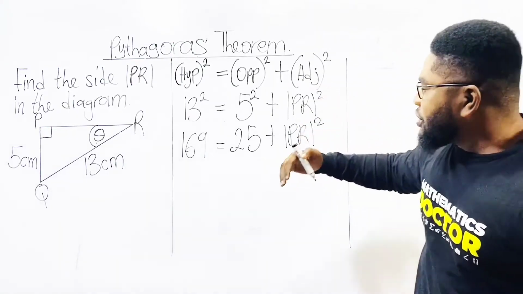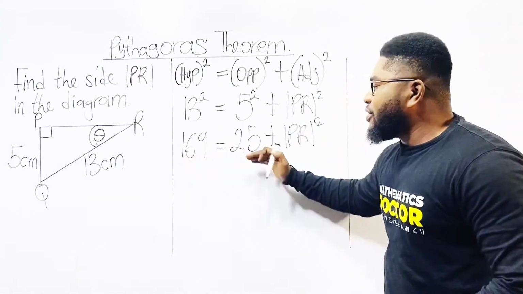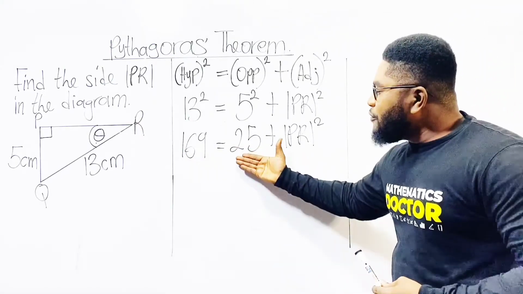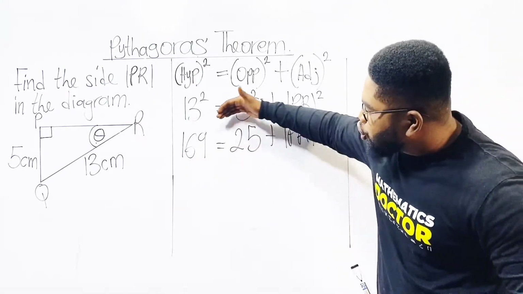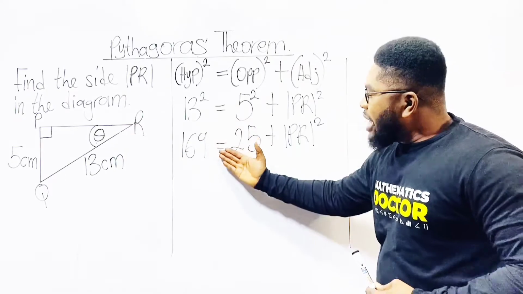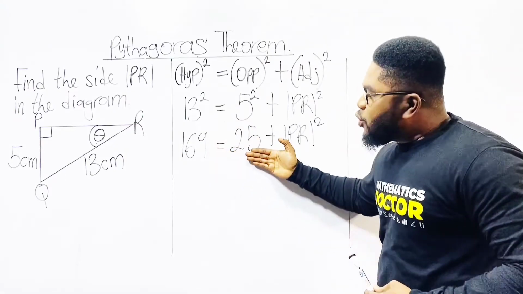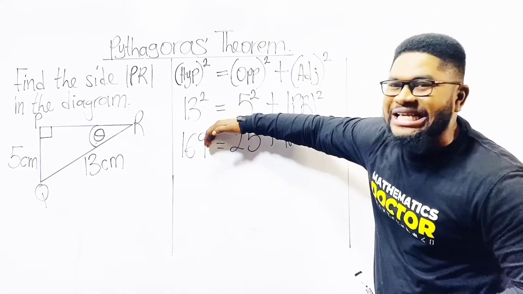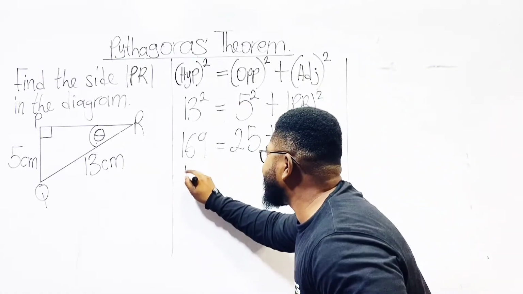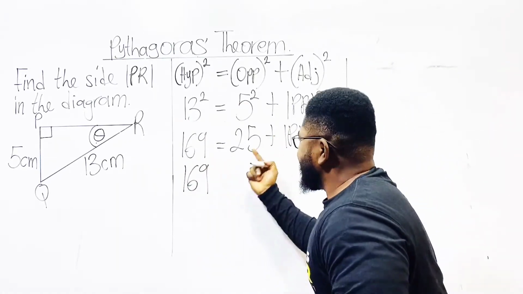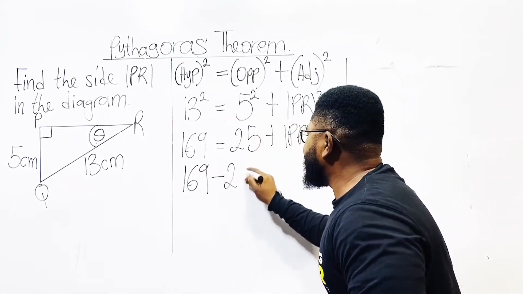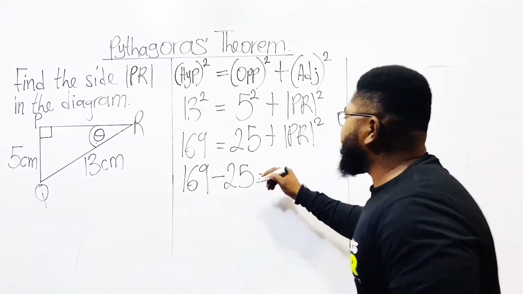Now let's continue. There is a real number here and there's a real number. That means the constants are there. We'll move this constant from the right hand side to join this constant at the left hand side. And once there's an equal sign, when 25 moves in a positive nature, it will become negative at the left hand side. So this is how we write it, 169. This one moves to become minus 25. Now close it up with the equal sign.